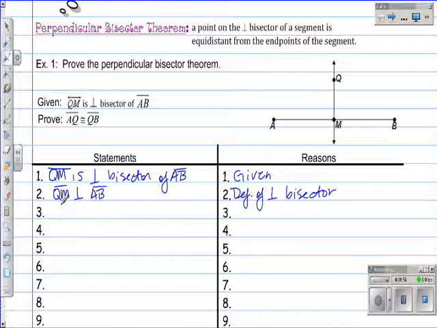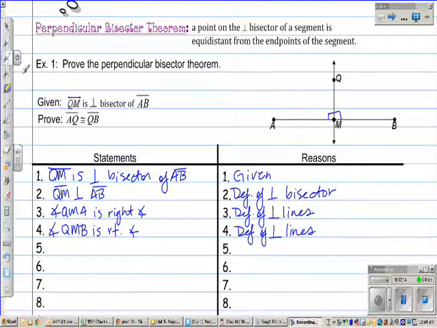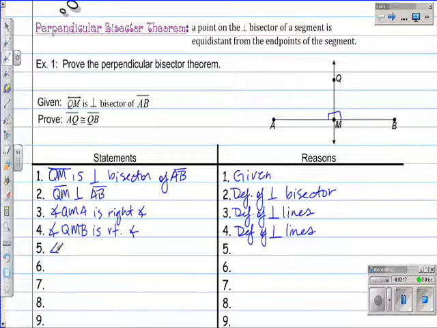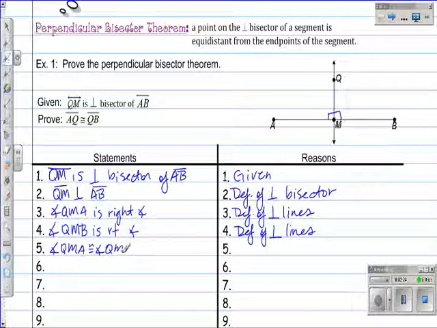Okay, if QM is perpendicular to AB, then you know that angle QMA is a right angle, and you know that angle QMB is a right angle. If these are both right angles, you also know that all right angles are congruent, so we know that angle QMA is congruent to angle QMB by all right angles are congruent.